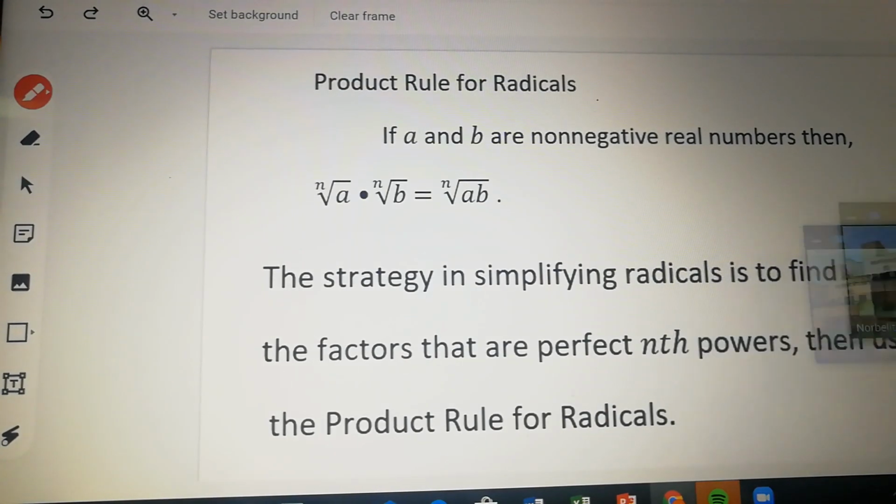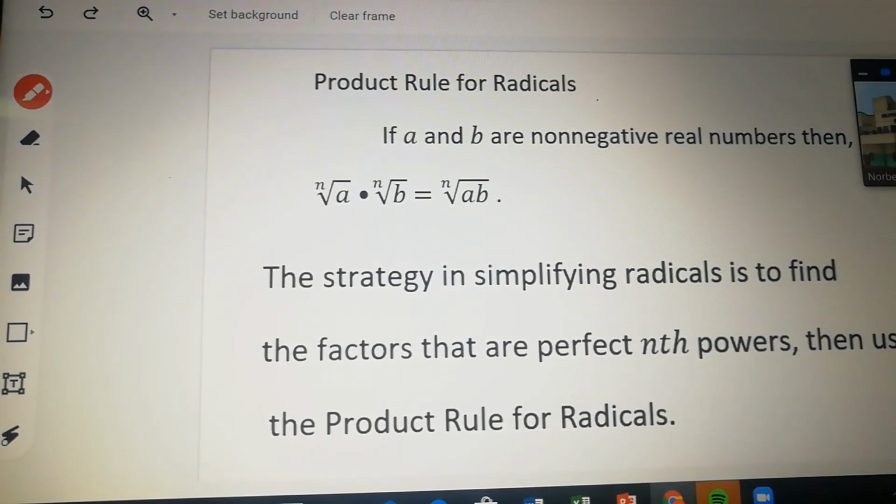Okay, the process when you are simplifying radicals is you are applying the product rule for radical. If a and b are non-negative real numbers, then nth root of a times nth root of b is equal to nth root of ab. So that is our product rule for radical. So the strategy in simplifying radicals is to find the factors that are perfect nth power. Then use the product rule for radical.